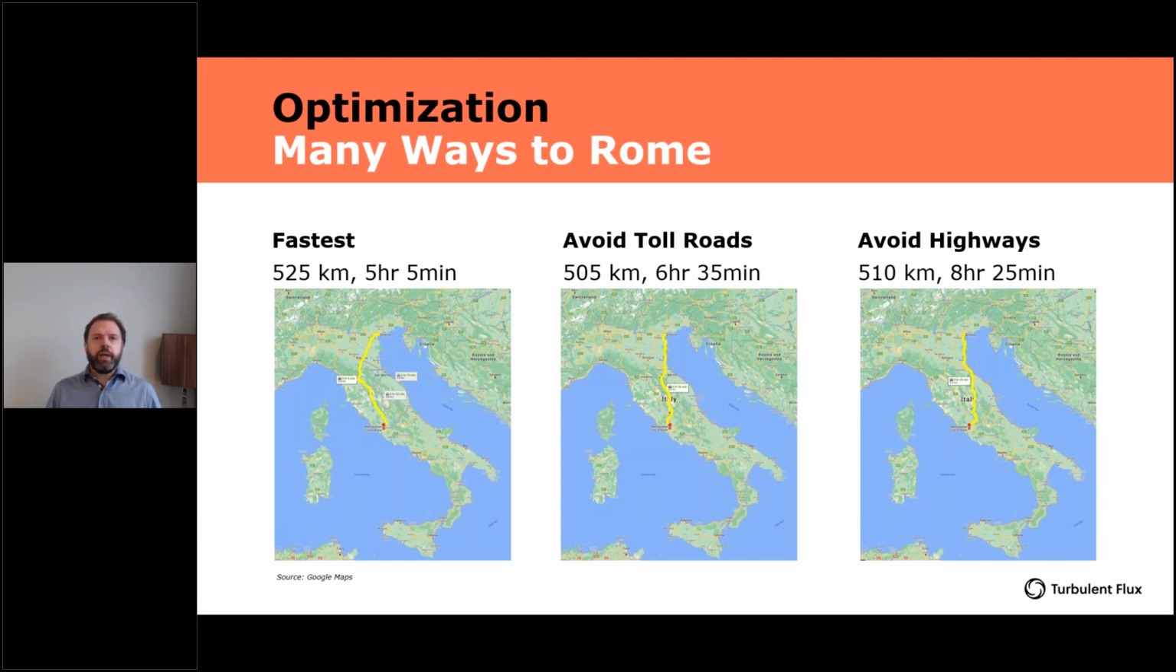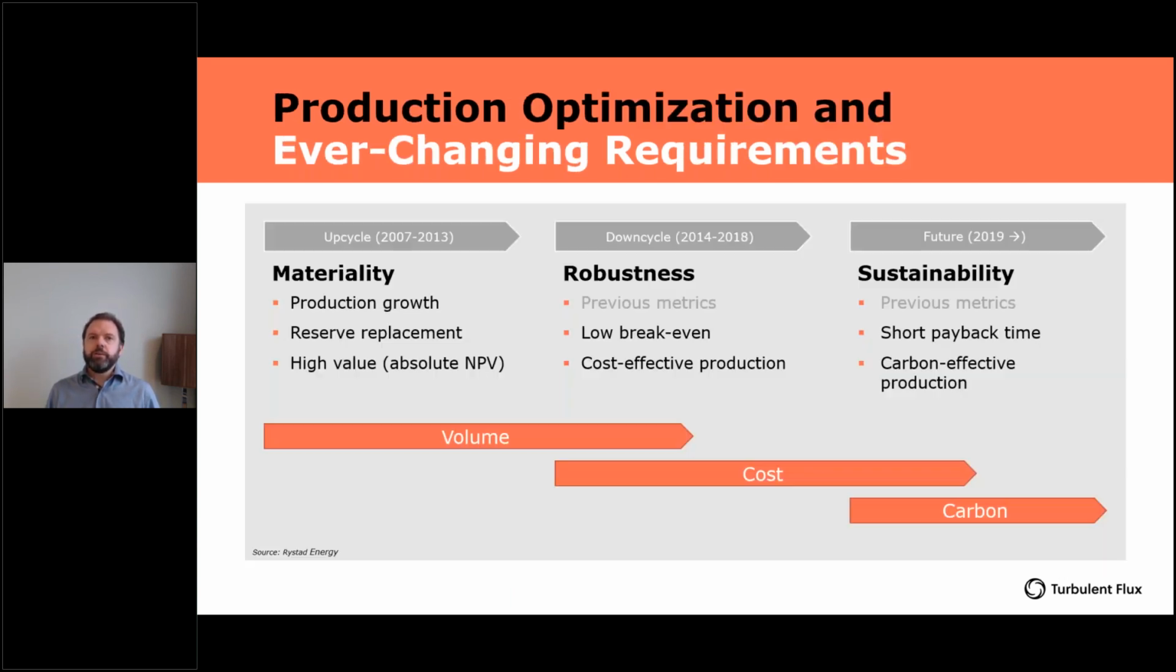And the same holds true in any type of application of optimization. If we look at the oil and gas industry, we can look at this slide here, courtesy Rystad Energy, and it shows us the shift in focus within the industry over the past 15 years. 15 years ago, oil prices were booming, there was an upcycle, and it was all about materiality. It was about the volumes, it was about production growth and reserve replacement.